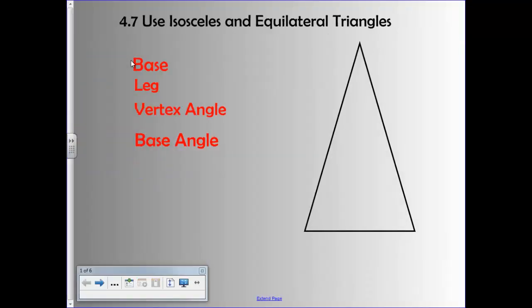So on your paper, you see this triangle? We need to label it with these different terms. We have base, we have leg, vertex angle, and base angle. The base of the triangle is right here. Okay? And you have two legs. The two legs of the isosceles triangle are congruent to each other. So that leg and that leg are congruent.